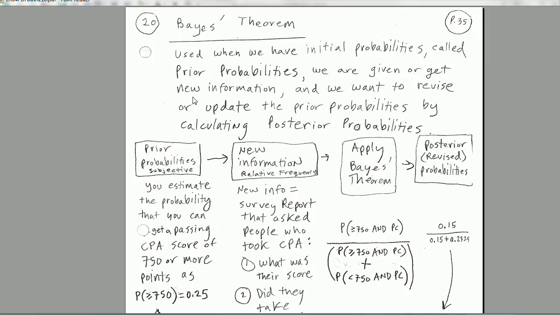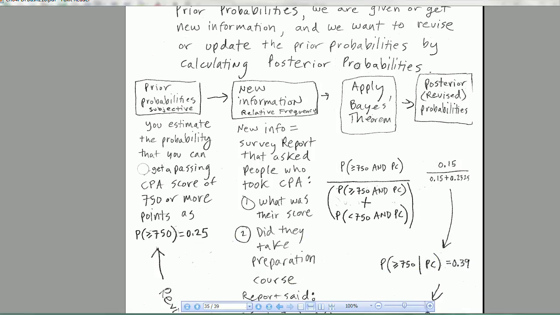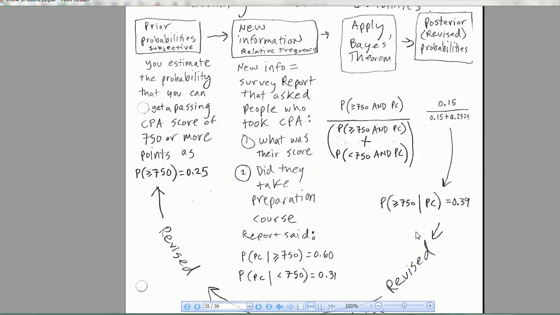Hey, in this video, we want to talk about Bayes Theorem. Now, Bayes Theorem is used when you have initial probabilities called prior probabilities, and these are often subjective probabilities. We are given or get new information, and we want to revise or update our prior probabilities by calculating what is called posterior probabilities. Now, our example will involve the CPA exam.